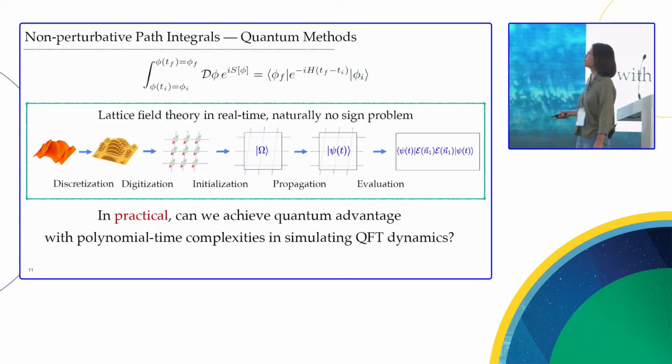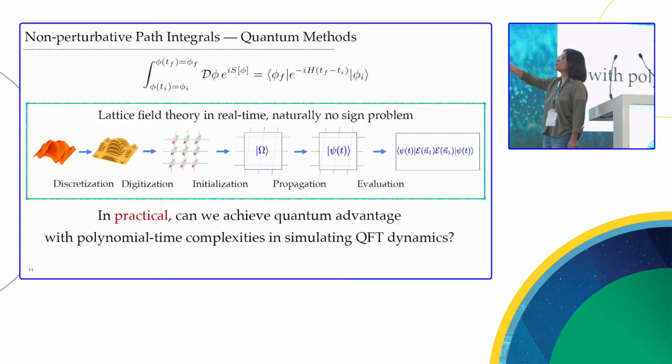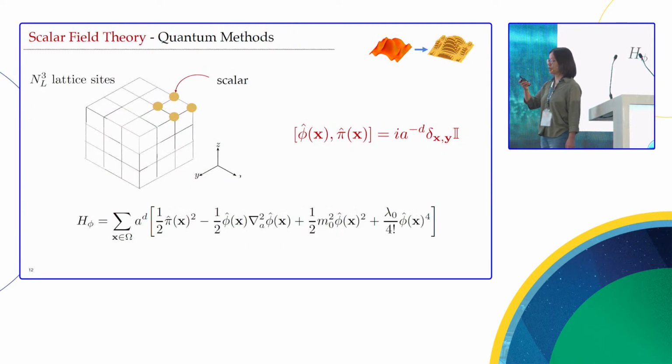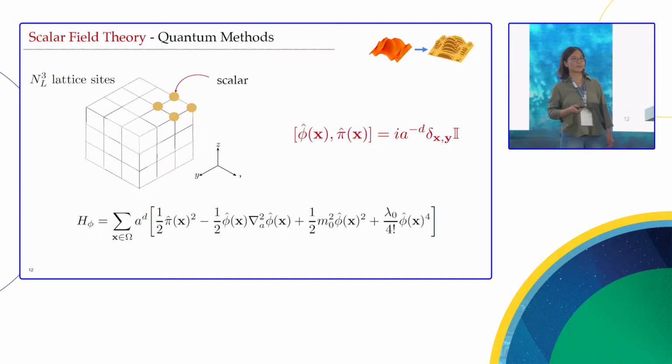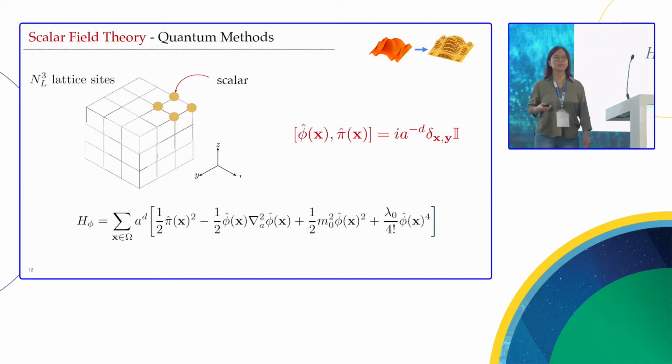It's a very natural framework, and as it is doing this, the lattice field theory in real time, there's no sign problems. So this is a very nice framework that we would like to ask, in practice, can we really achieve quantum advantage? That is, with polynomial complexities when we simulate the QFT dynamics, right? So we can first consider the scalar field theory as the simplest quantum field theory.